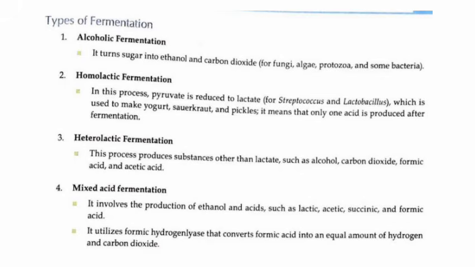So when your bacteria produce mixed acid fermentation, it involves the production of ethanol and acids such as lactic, acetic, succinic, and formic acid. It utilizes formic hydrogen lyase to convert your formic acid into an equal amount of hydrogen and carbon dioxide. That is your mixed acid fermentation.